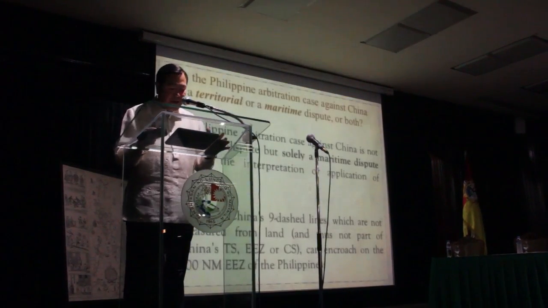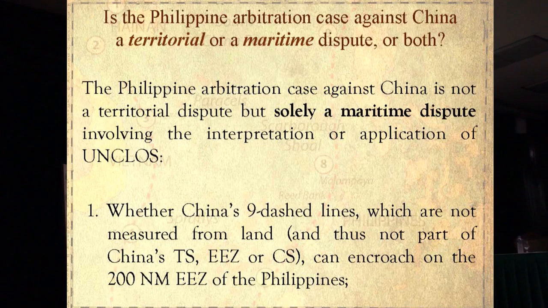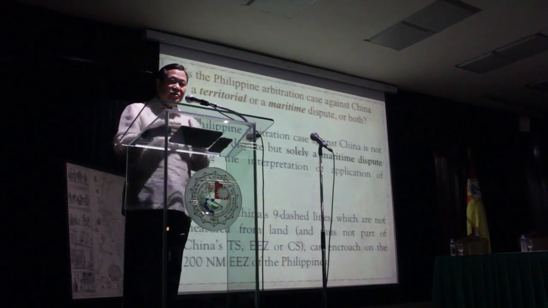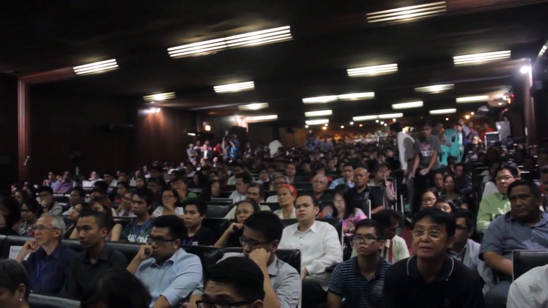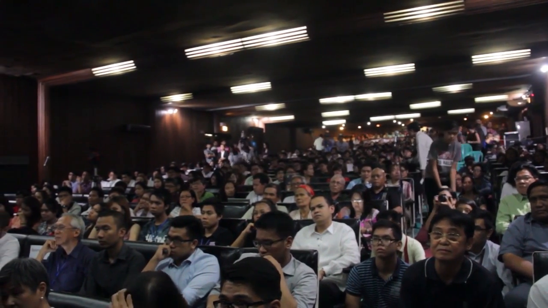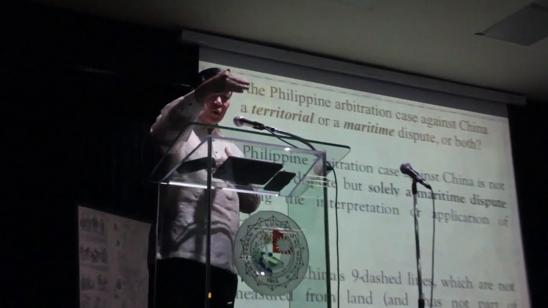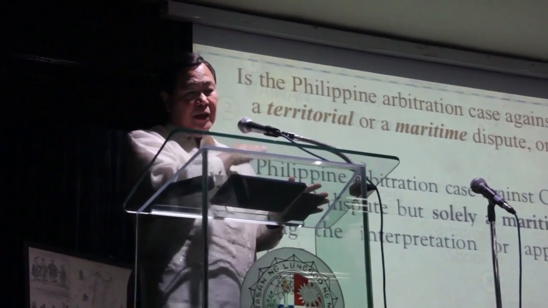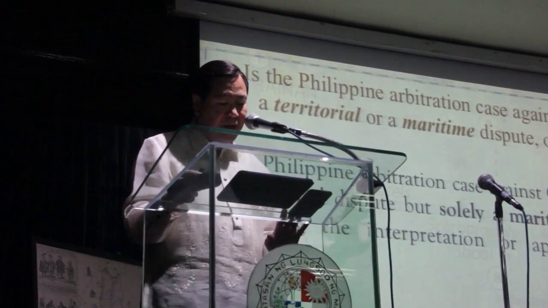Is the Philippine arbitration case against China a territorial or a maritime dispute? It is only solely a maritime dispute, and the number one issue we raise against China is whether China's 9-dash lines, which are not measured from land, can encroach on the 200 nautical mile EEZ of the Philippines. Because every state, coastal state, must measure its territorial sea from land. So 12 nautical mile territorial sea, 200 nautical mile EEZ, and an additional 150 nautical mile continental shelf if you can prove a natural prolongation of your continental shelf.